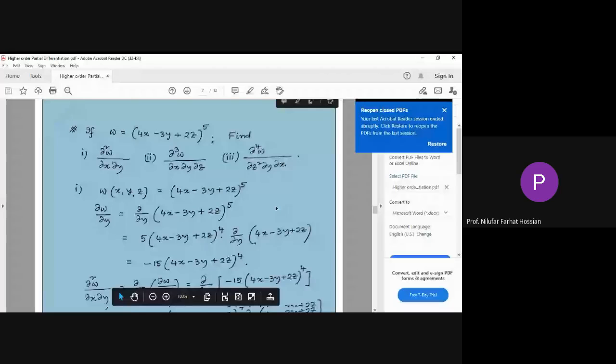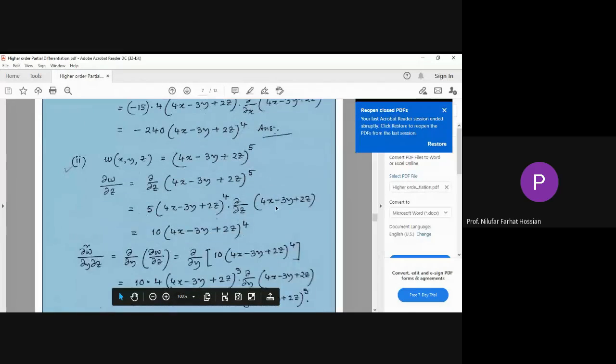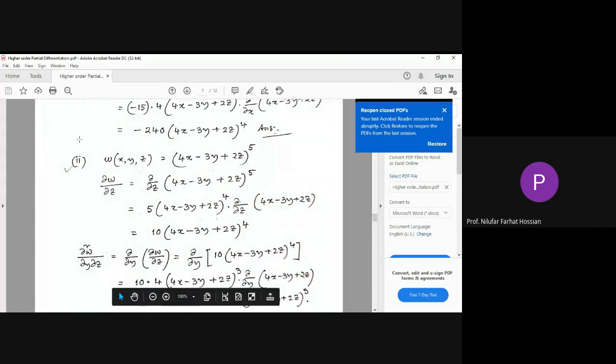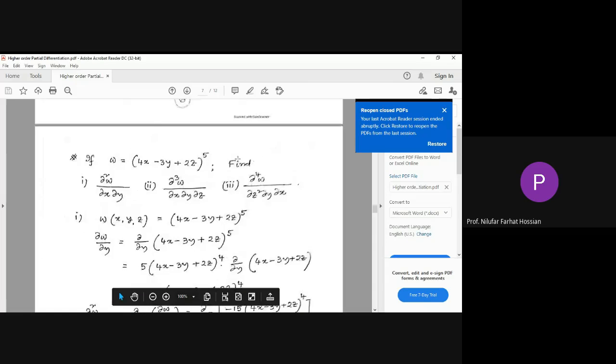I'm doing the second one at first. So this is w = (4x - 3y + 2z)^5. In the second one, we differentiate at first with respect to z, then with respect to y, then with respect to x.